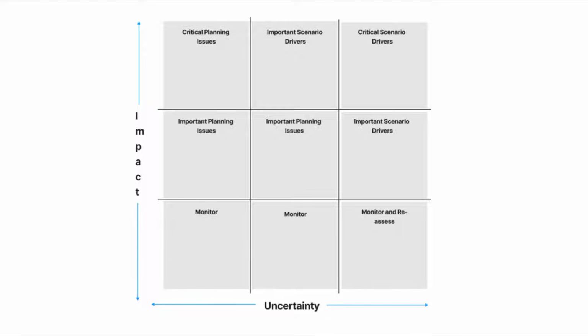So as you can see here from the grid, you will categorize each of these factors into where they're likely to fall in terms of impact and uncertainty towards your business. And what you want to focus on here, and I'll show you an example of this afterwards, are the factors that you're going to put into the right hand category in terms of the critical scenario drivers. So as you can see here, the top right corner, you have the critical scenario drivers, which is high impact and high uncertainty.